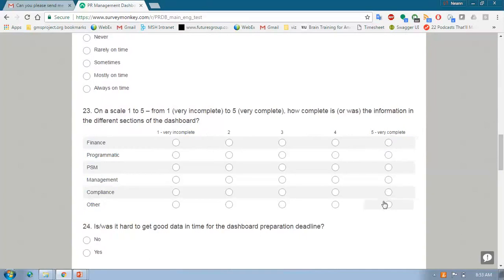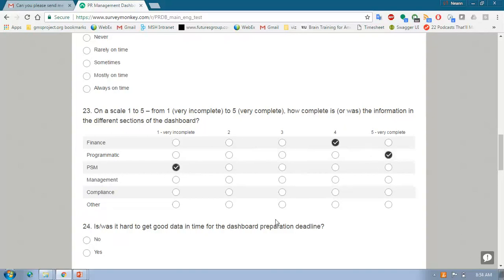And this will always be true in all the questions which involve scales. So in this question, for instance, we're asking them how complete was the information in the different sections of the dashboard. So we're asking them to think about finance, the finance section of the dashboard, how complete is that information? And then we tell them, what about the programmatic indicators? What about the PSM indicators?